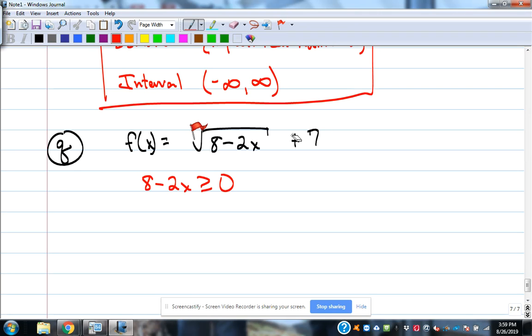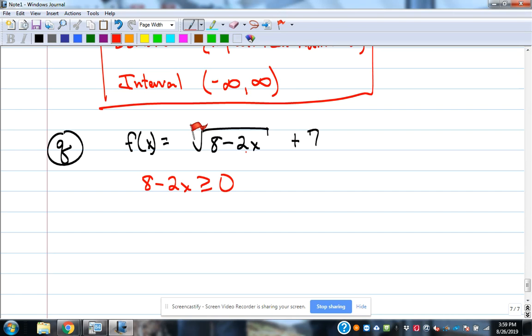Does this 7 that's on the outside have anything to do with it? No, nothing at all. Even if it had an x on it, it would have nothing to do with the domain for this problem, because the part that has the red flag carries all the weight, does everything as far as the domain goes.